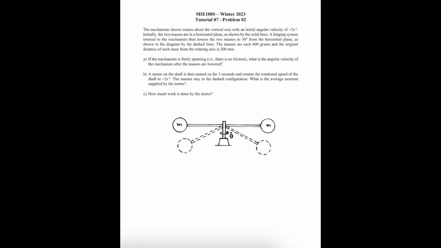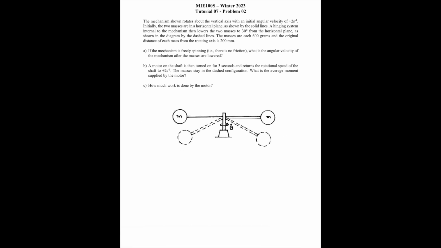For our first problem, we've got a mechanism shown that rotates about the vertical axis with an initial angular velocity of 2 per second. Initially, the two masses are in a horizontal plane, and a hinging system internal to the mechanism then lowers the two masses to 30 degrees from the horizontal plane. The masses are each 600 grams, and the original distance of each mass from the rotating axis is 200 millimeters.